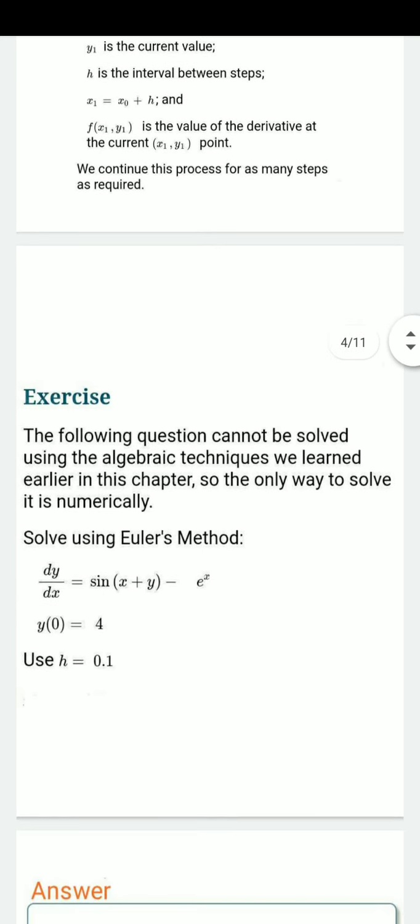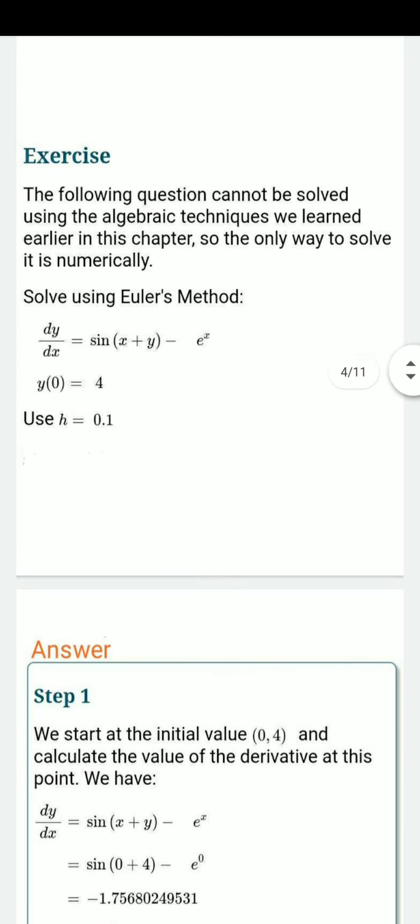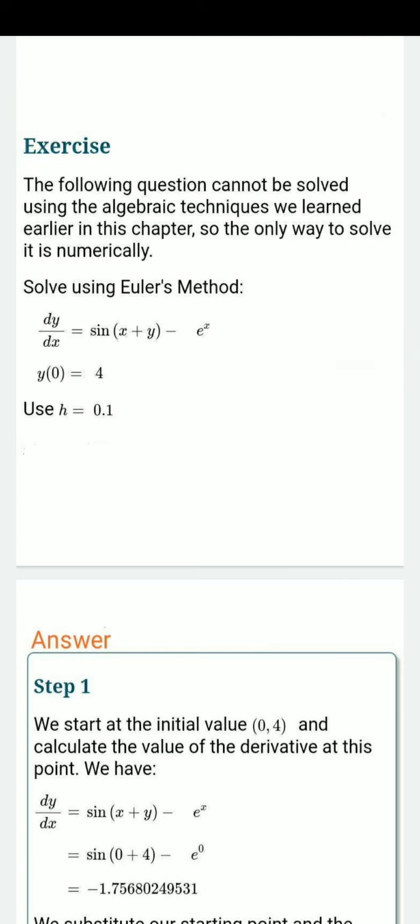Now let's do an example exercise problem. The following question cannot be solved using the algebraic techniques learnt earlier in this chapter: the differential equation y' is equal to sin(x plus y) minus e raised to x. It's very difficult to find the solution using algebraic techniques, so we can make use of Euler's method to get approximated solutions of the ordinary differential equation.